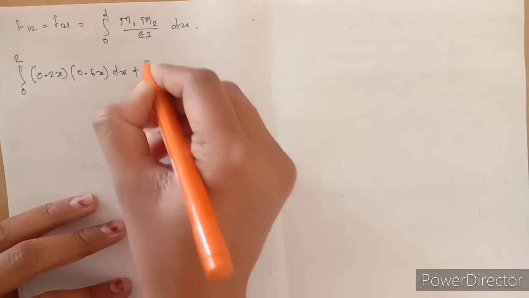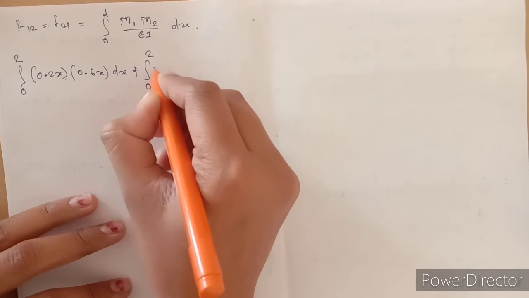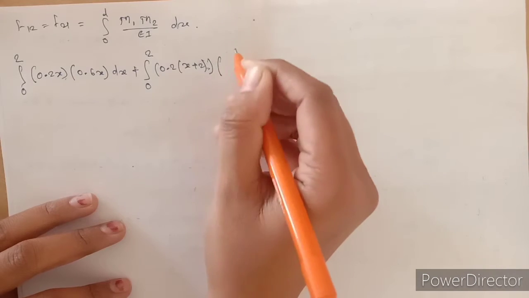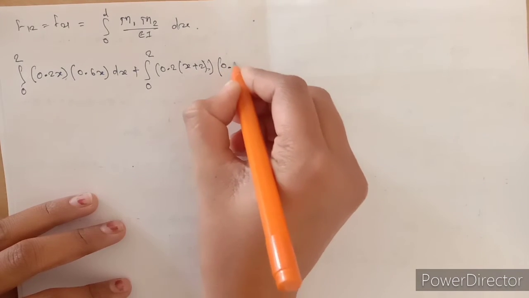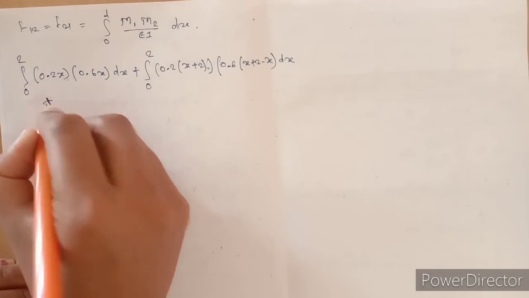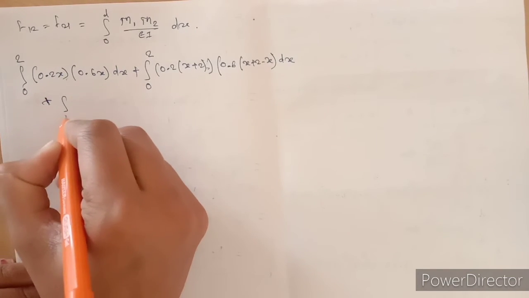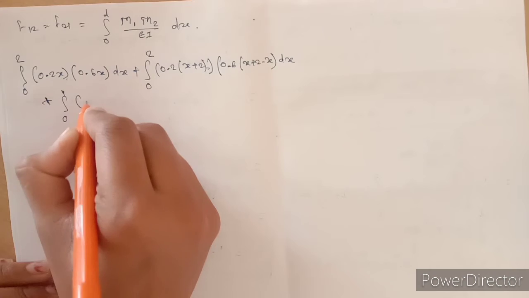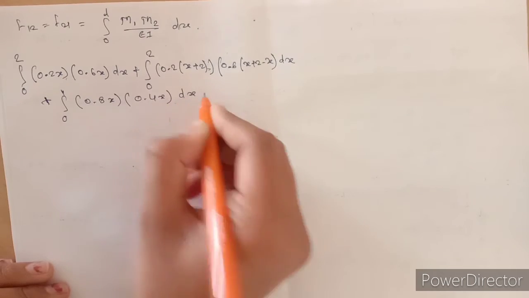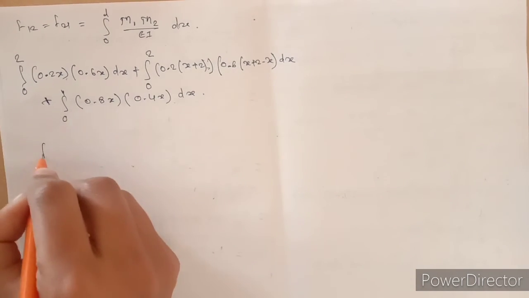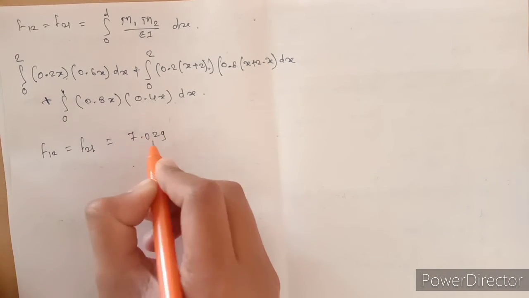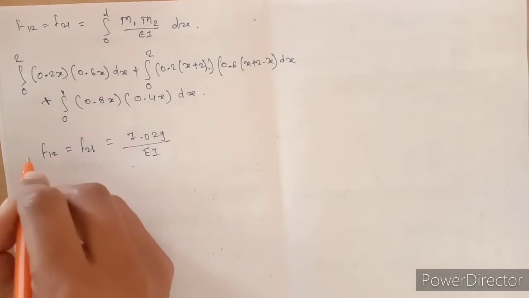Integration, put limit 0 to 2. So m1 is 0.2 in bracket x plus 2 whole bracket, then the m2 value is 0.6 in bracket x plus 2 minus x into dx, plus for the AB zone, integration, put limit 0 to 1. m1 is 0.8x into m2 is 0.4x into dx, and from this integration we get the value f suffix 12 equal to f suffix 21 equal to 7.029 divided by EI. So here EI is constant.